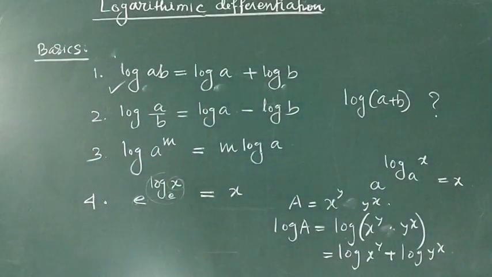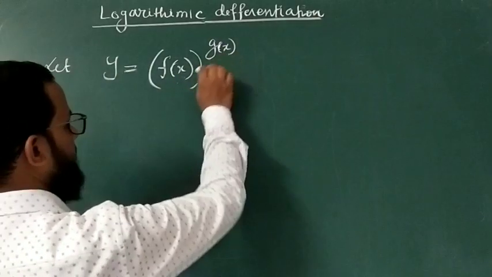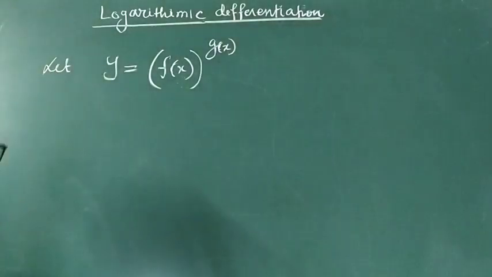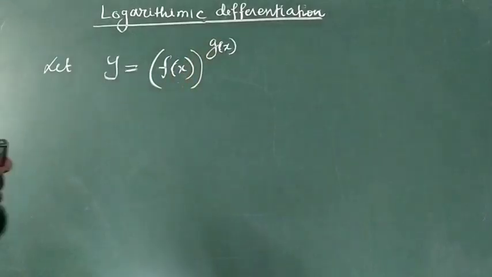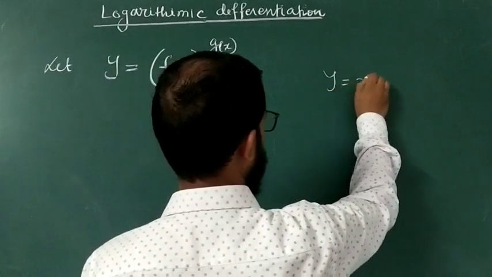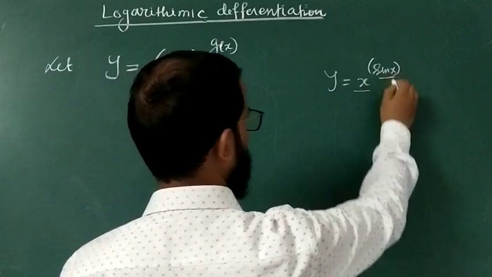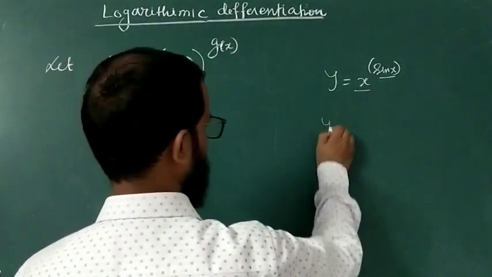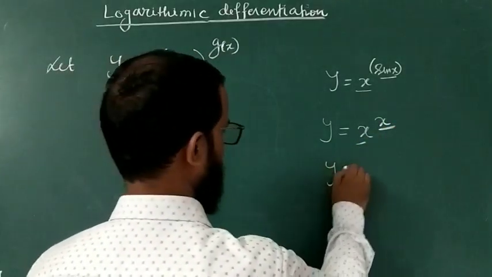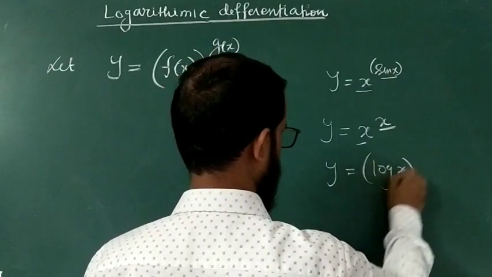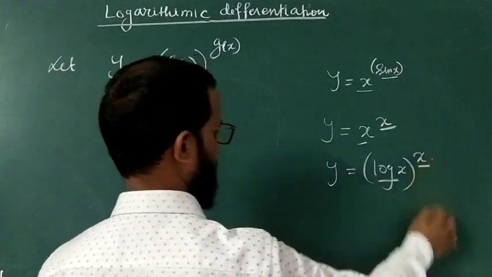So this is the basic idea about logarithm. See, we consider a function y equals f(x) whole to the power g(x). Here f(x) and g(x) are functions of x. For example, y equals x to the power sin x. Here x is a function of x, and sin x is a function of x. Suppose y equals x to the power x. Here x is a function of x, and x is a function of x. Suppose y equals (log x) whole to the power x. Here log x is a function of x, and x is also a function of x.